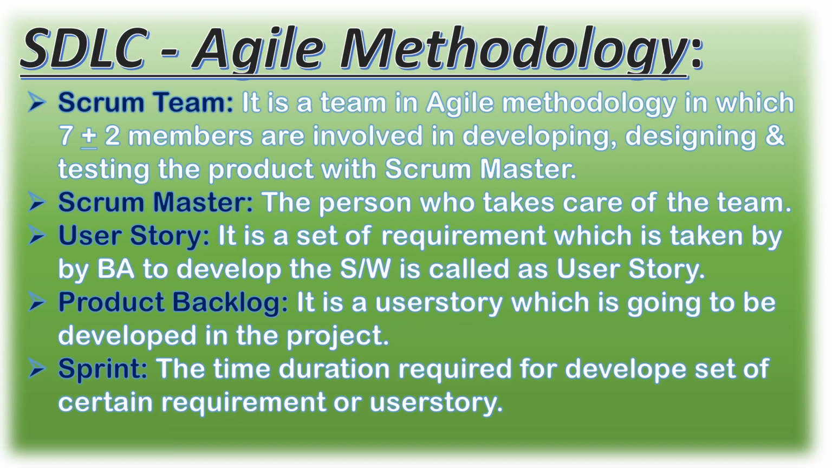All right, next is user story. It is a set of requirements taken by the BA to develop the software, called a user story. What is product backlog? It is a user story which is going to be developed in the product or project. Sprint. What is a sprint? The time duration required to develop a set of certain requirements or user stories.